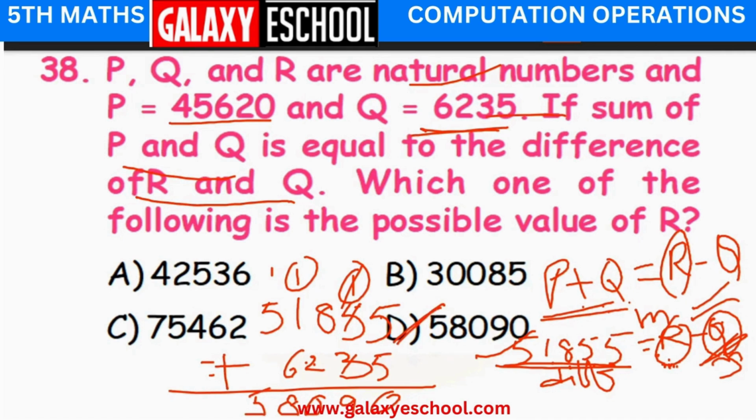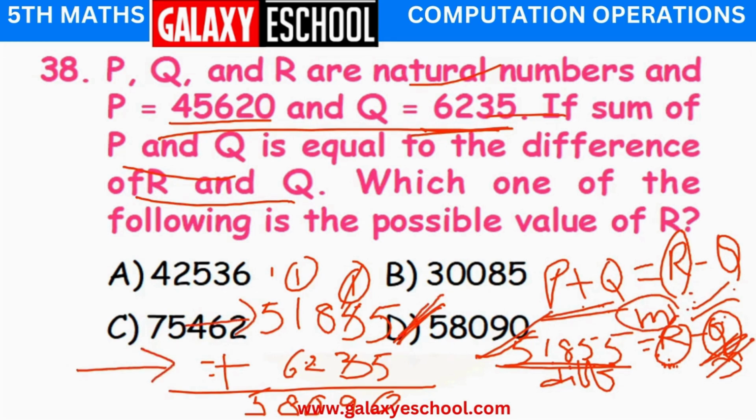Clear children? First we found out the sum of P and Q, and that is equal to R minus Q. Now we have the difference and the subtrahend. We are finding the minuend by adding the difference and the subtrahend. We got 58,090 as our final answer.